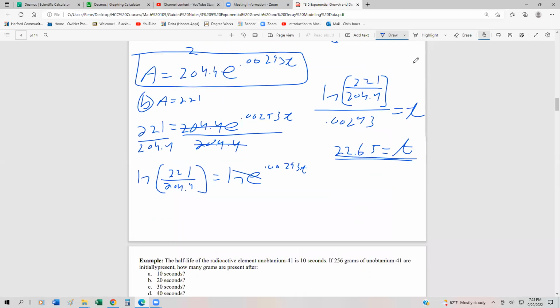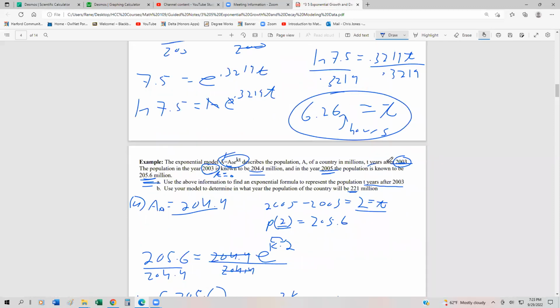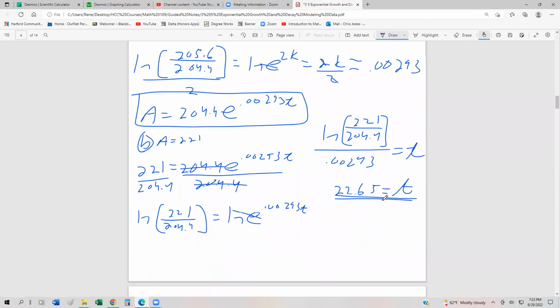All right, so what we're going to have to do is, remember, it says that t represents the number of years after 2003. All right, so we're going to have to add this to 2003. Okay, so 2003 plus 22.65 is going to end up being 2025.65, but the year that we're looking for is 2025. Okay, so it'll be a little bit closer to the end of 2025. All right, so we're just going to get rid of that 0.65 because we're looking for in what year does it happen. Okay, so that's our exponential functions with respect to growth.